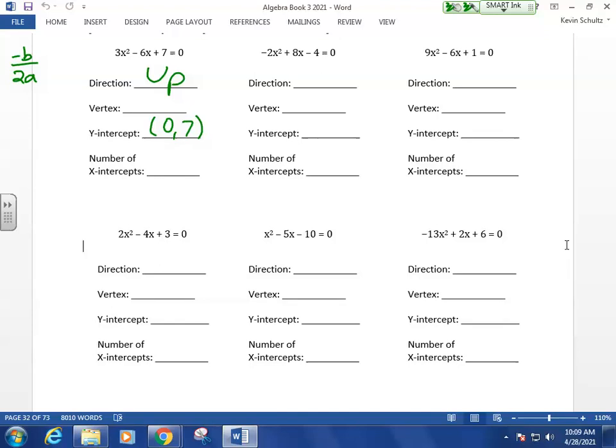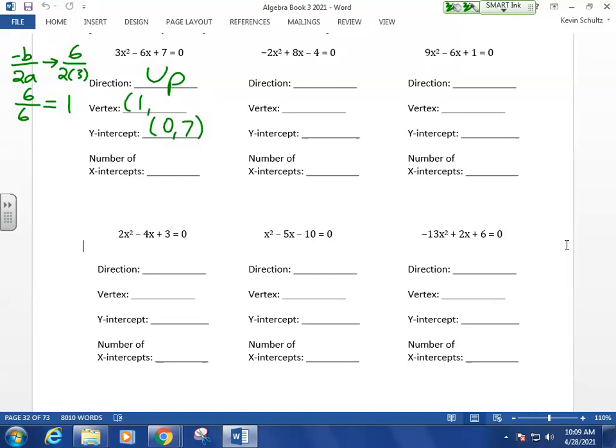Negative b over 2a, in this case, since our b value is a negative 6, it's going to be a positive 6 in the formula, since those negative signs cancel out. And then 2 times a is going to be 2 times 3. We get 6 over 6, which is a vertex x value of 1.